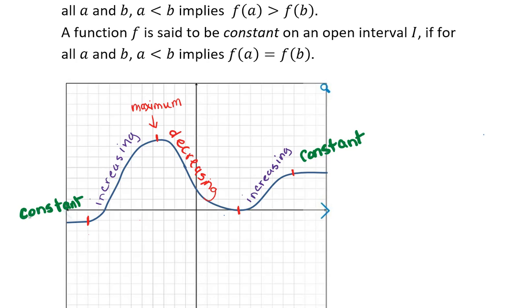Here is also a vertex that you're going to need. This is going to be a minimum, right? A minimum, because this is going to be the lowest point here on this curve. This is the point where it changes from being decreasing to becoming increasing.